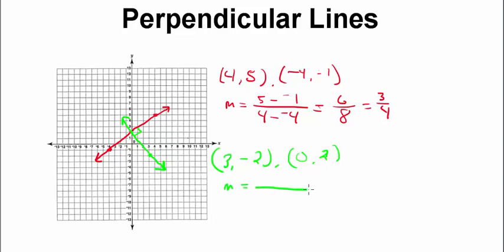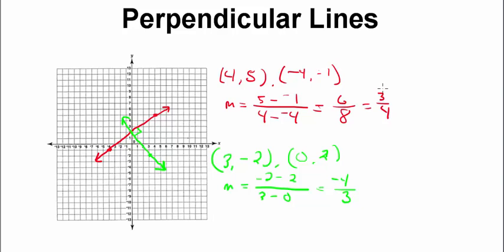So we have m is equal to, we have -2 minus 2, and we have 3 minus 0, so this would be -4/3. Okay, so let's now compare and contrast the slopes and also the y-intercepts.